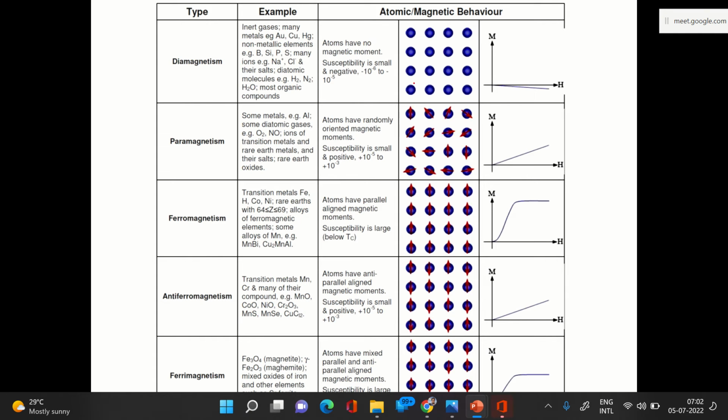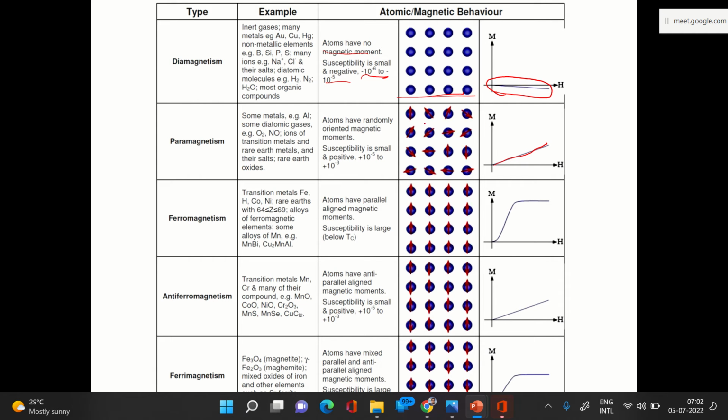In diamagnetism, there is no spin, as you can see. You have no spin existing when there is no field applied. It is a spin paired system with no magnetic moment. Susceptibility is very small and negative, so you can see a negative slope. Paramagnetic, in contrast, has a positive slope in the M versus H curve.